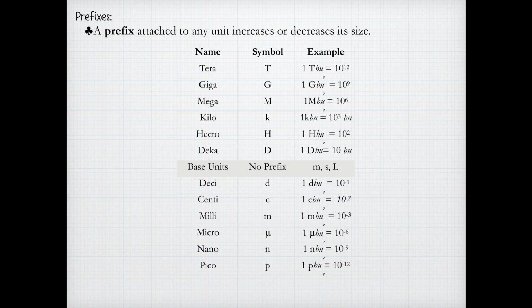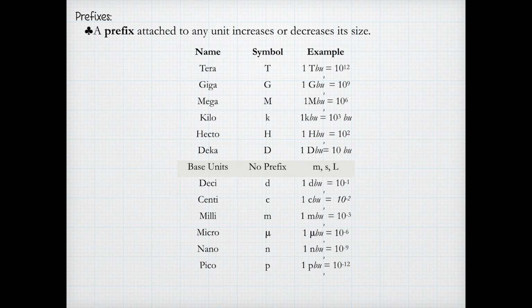If we add a prefix, any of the prefixes above the base units, we increase the size of that unit. So for example, 1 tera base unit, or 1 terameter, or 1 terasecond, or 1 teraliter, equals 10 to the 12th meters, seconds, or liters. Okay, so by simply adding that capital T, that tera prefix, we made that unit 10 to the 12th times larger than it was before.